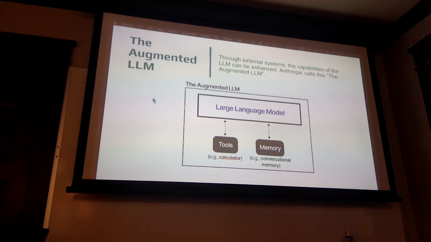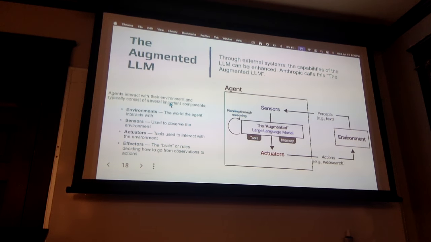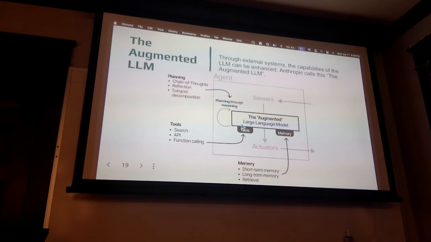So the augmented LLM consists of taking an LLM and augmenting it by adding tools such as a calculator, or adding a memory, which can be short-term or long-term memory. The augmented LLM has this interaction with the environment or sensors. The environment can be the user at the chatbot level. The actuators, whether it's a robot or a chatbot, could be the web search that it does as an agent. And then we're going to talk about planning and reasoning.